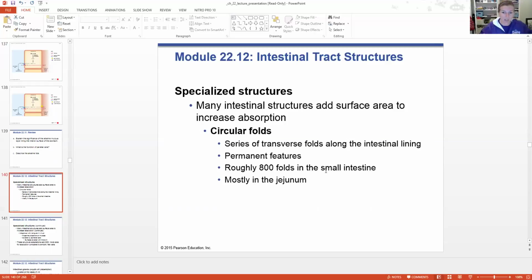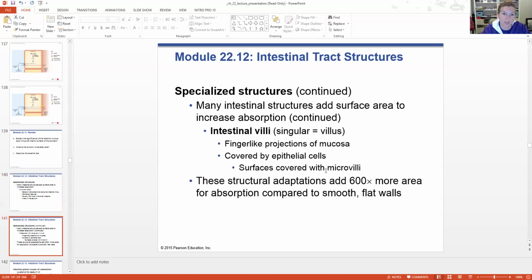You have approximately 800 of these in the small intestine. That number is random. You don't need to know it. Most of these folds are within the jejunum section of our small intestine.